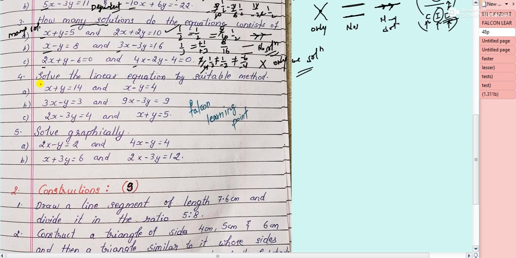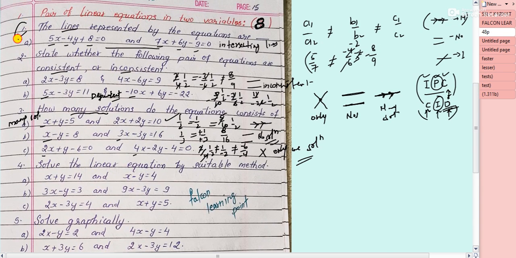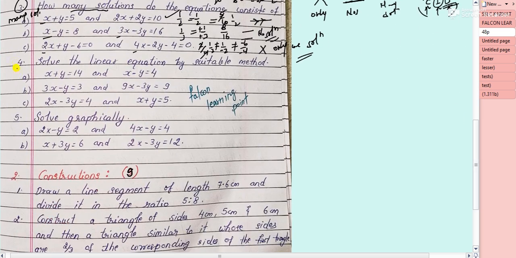Next is solve. You will get this type of question. Whatever I solved here, question numbers 1, 2 and 3, you may get for MCQ or in the 1 mark section. Now we'll move to the 2 marks section.